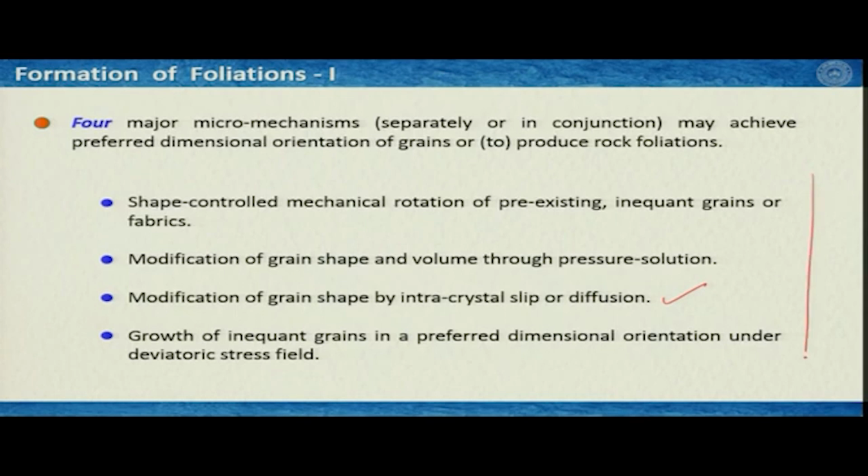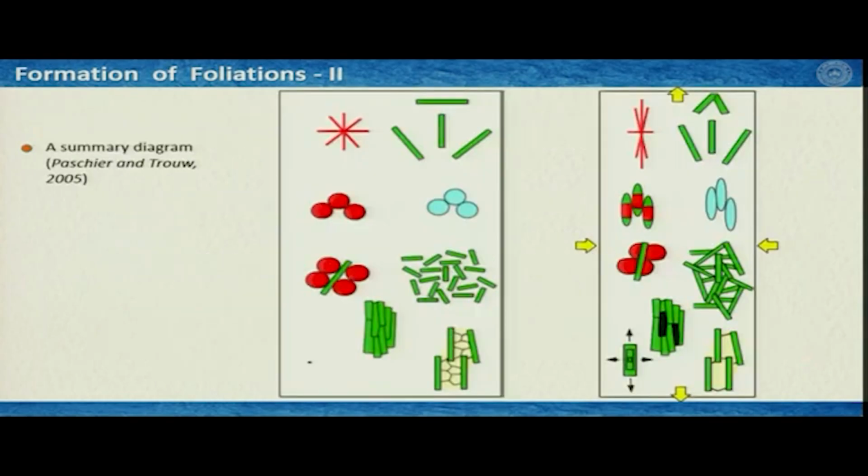So, all these 4 mechanisms are actually summarized by a fantastic summary diagram by Passchier and Trouw in their 2005 book of microtectonics. So, here there are many textures or many geological features, which got deformed this way, compressed this way and got extended this way, and you can see all of them are showing some sort of fabric development along this direction. You can look at this image in detail.